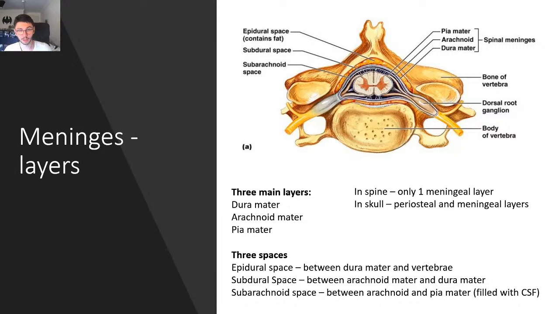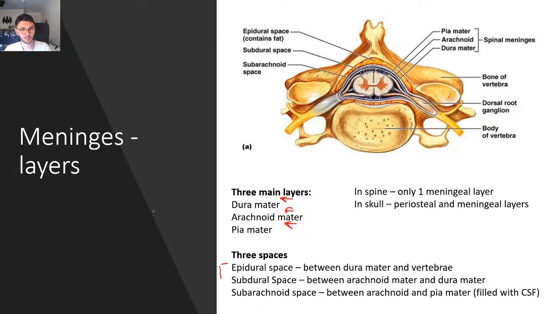If you're interested, you can go into more depth. But I think keeping these key concepts, thinking about the three main layers and three main spaces, is a good way to memorize this and to think about it. And the spaces are always the ones in between. So this is one space, that's one space, and the one between the dura mater and the bone is another space. So if you understand the anatomy, you can figure out the spaces.